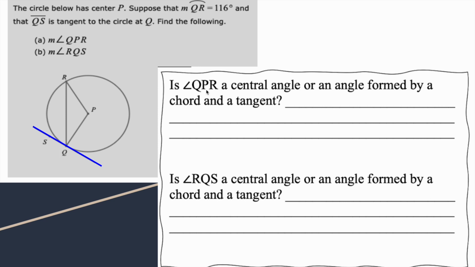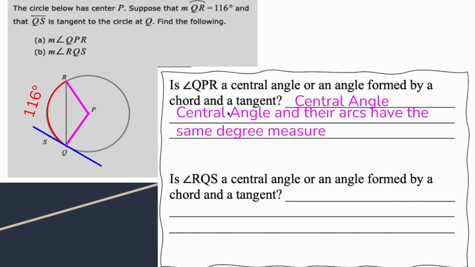So is angle QPR a central angle or an angle formed by a chord and a tangent? If I look at QPR, I can see that this is a central angle. That's not a chord and a tangent. That's quite literally 2 radii going to the center. So now, if I know that this arc is 116 degrees, and I want to find the angle that created it, well, it's going to be the exact same because it's a central angle, right? So that one's pretty easy because central angles and their arcs have the same degree. So I already have the answer to part A.